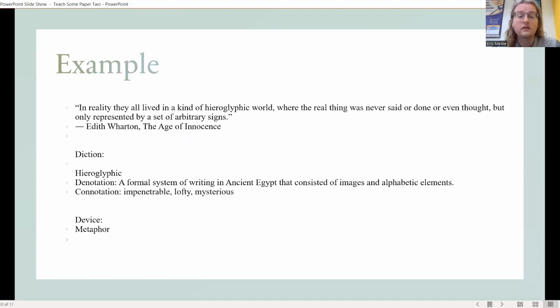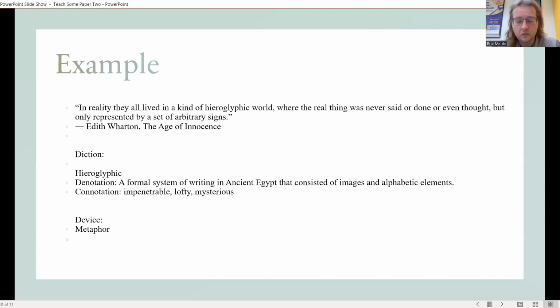Start with diction, start with the smallest unit of meaning here. Let's take the word hieroglyphic. It's a word that sticks out. It's an adjective. It's something unusual in the text in terms of its usage. It's fairly rare. And we talk about two things. Denotation, the direct meaning, is a formal system of writing in ancient Egypt. And then we talk about the connotation.